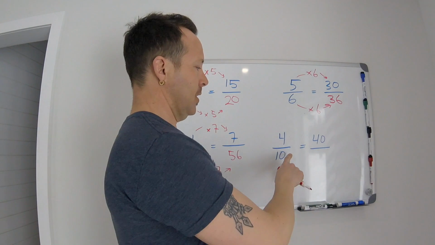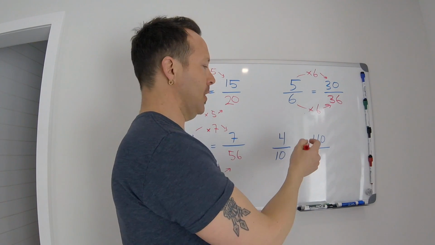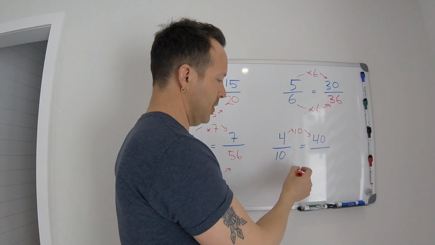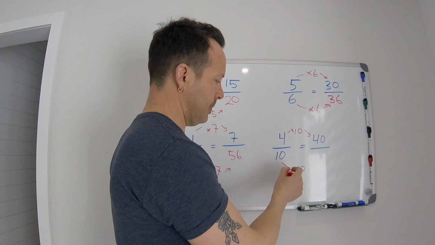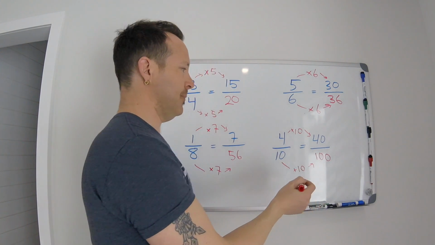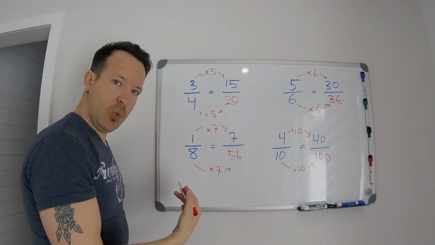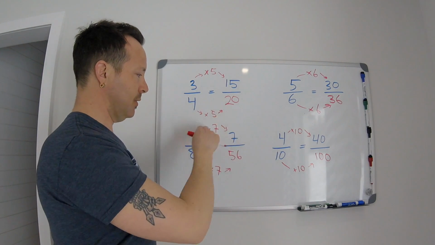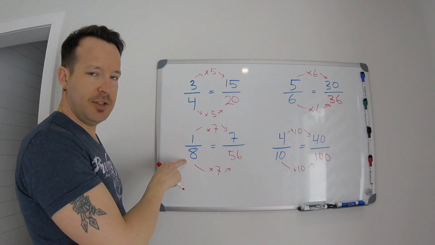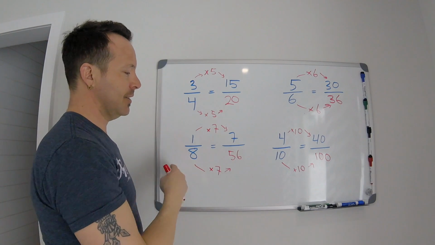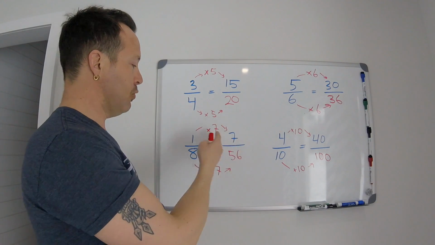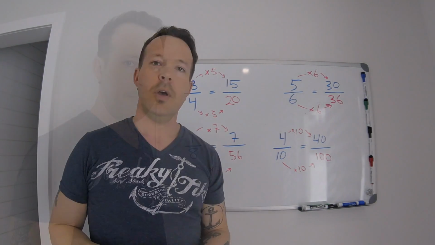4/10 equals 40 over what? 4 times what is 40? 4 times 10. So I multiply 10 times 10. 10 times 10 is 100 exactly. So again, this works both ways. Whatever I do to either top or bottom, whatever I do to the numerator, I also do to the denominator. And this is giving us equal or equivalent fractions, parts of a whole that represent the same amount.